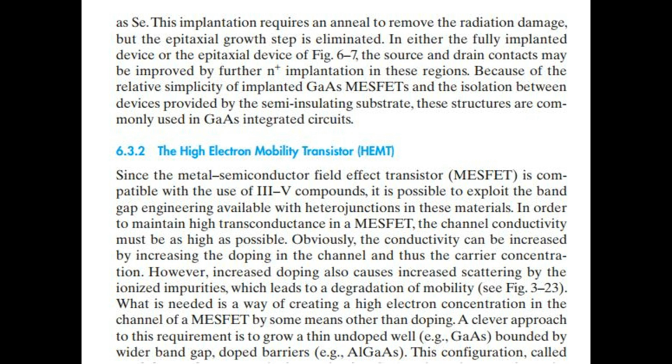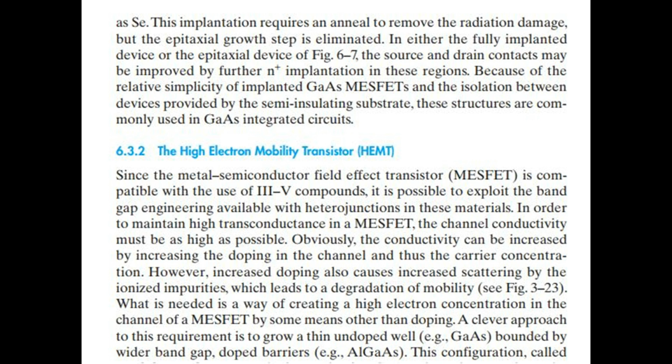Obviously, the conductivity can be increased by increasing the doping in the channel and thus the carrier concentration. However, increased doping also causes increased scattering by the ionized impurities, which leads to a degradation of mobility, see Fig 3-23. What is needed is a way of creating a high electron concentration in the channel of a MESFET by some means other than doping.